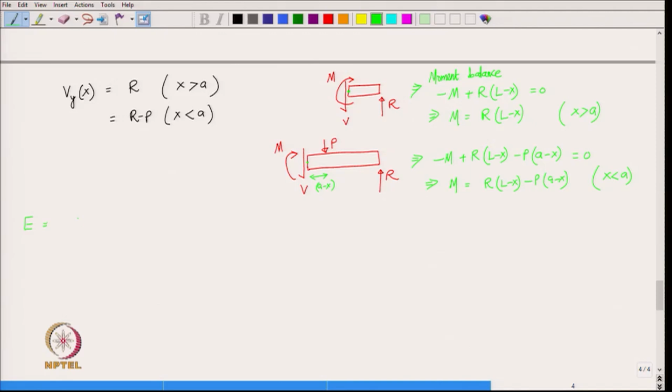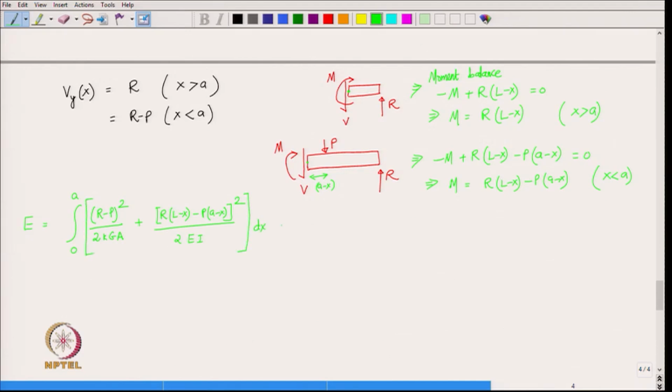So, we have integration from 0 to a, and then we have two forms of energy here: the energy due to transverse shear force and the energy due to the bending moment M, correct. For the regime between 0 to a, the shear force is R minus P. So, we take the whole square divided by 2 k G A, plus the energy due to bending moment, which is M square by 2 E I, and M is big R into L minus x minus P into A minus x, whole square, divided by 2 E I, and we have to take the integral of this.